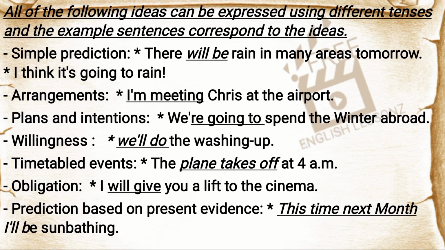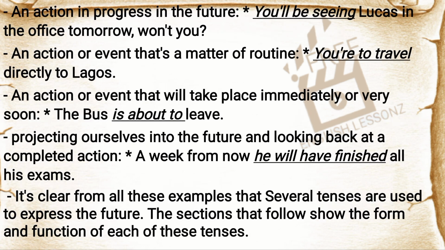Prediction based on present evidence: this time next month I'll be sunbathing. An action in progress in the future: you'll be seeing Lucas in the office tomorrow, won't you? An action or event that's a matter of routine: you're to travel directly to Lagos. An action or event that will take place immediately or very soon: the bus is about to leave. Projecting ourselves into the future and looking back at a completed action: a week from now he will have finished all his exams. It's clear from all these examples that several tenses are used to express the future. The sections that follow show the form and function of each of these tenses.